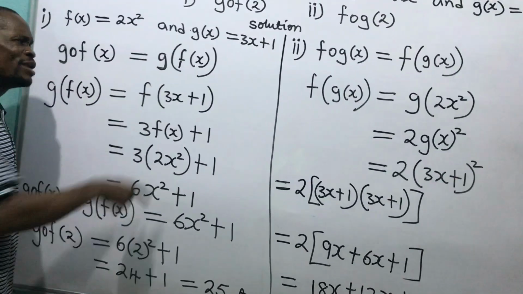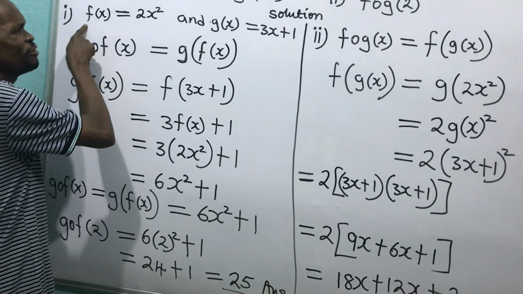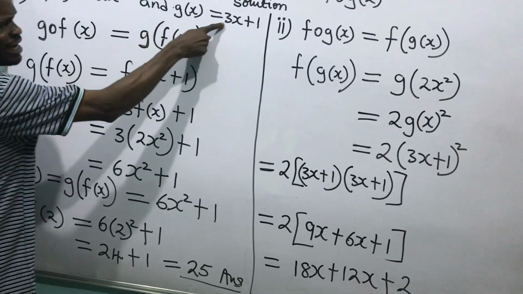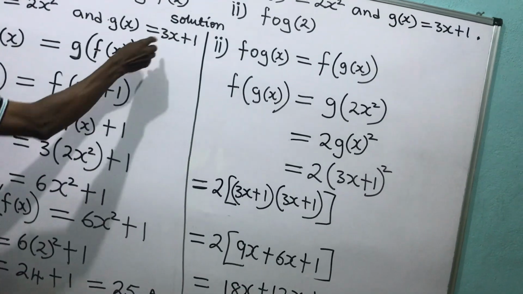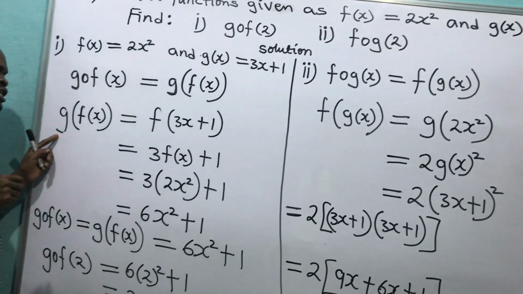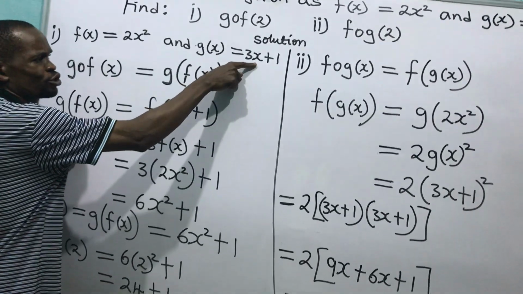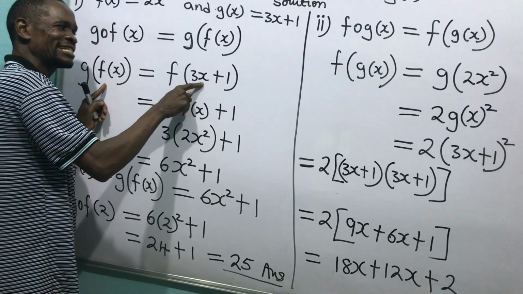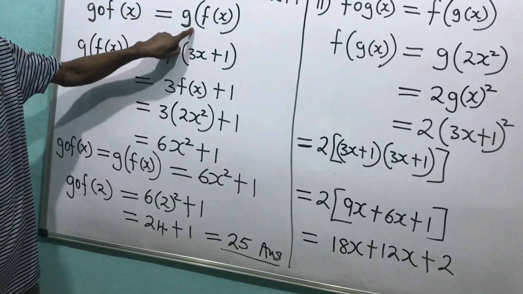Then how am I going to do that? I will take the value of g to substitute for x here. Then what is the function g? g is the function of x and equals 3x plus 1. I'm going to remove the g and substitute this for x here. Look at it, I'm removing the g now. What am I substituting for x here? The value, which is 3x plus 1. You remember what I said? This simply means the same as this.